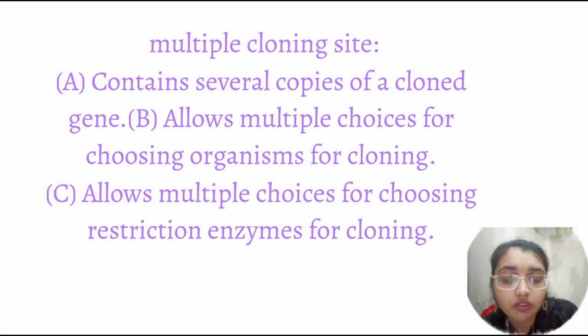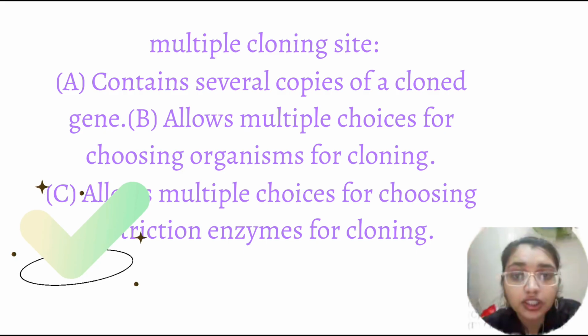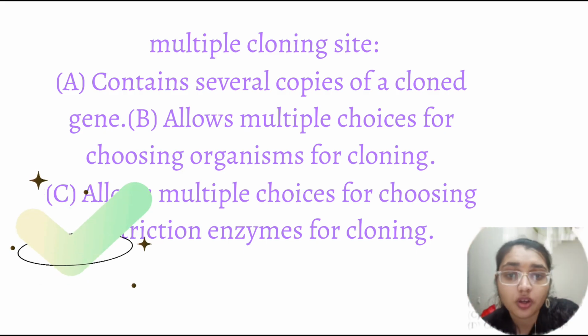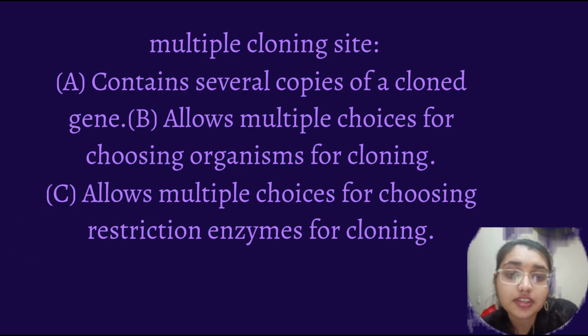Now why is B incorrect? The choice of the organism is determined by things other than MCS. C is correct. Why? It is a primary function of MCS to offer a selection of unique restriction sites. Whereas D is incorrect. Why? MCS contains the sites for many different enzymes, not multiple cloning.